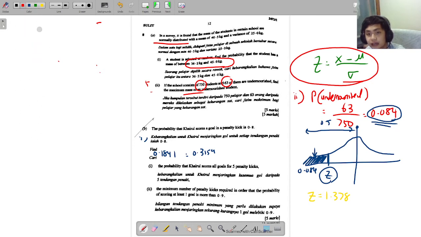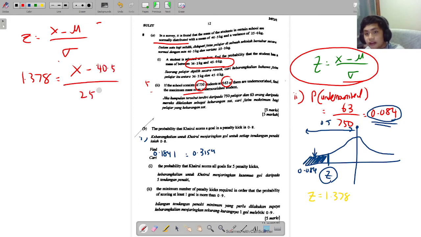So from here, I have z equals x minus mean over standard deviation, 1.378. I'm interested in looking for x now, because from here, I have x minus mean is 40.5. Standard deviation is supposed to be 5 in this case. So it is 5 times 1.378, which is 6.89 equals x minus 40.5. So your x in this case would be 40.5 plus 6.89.